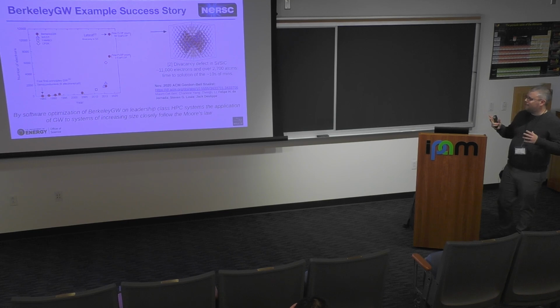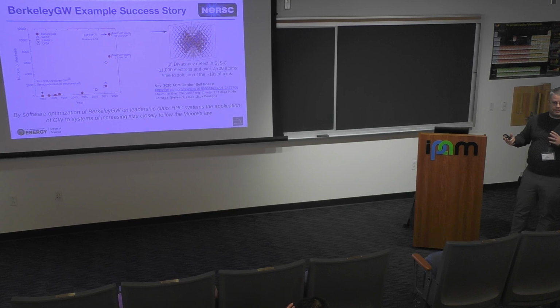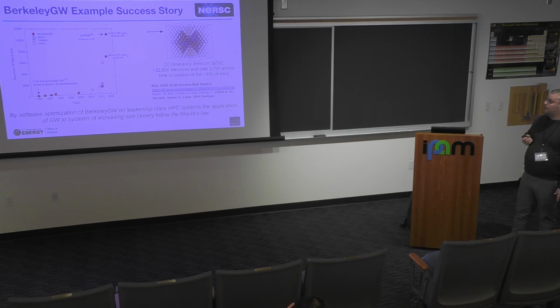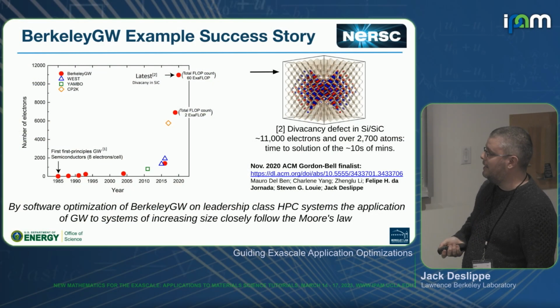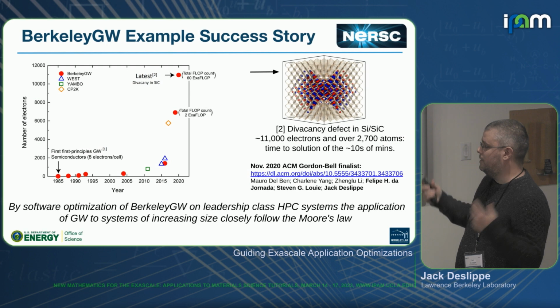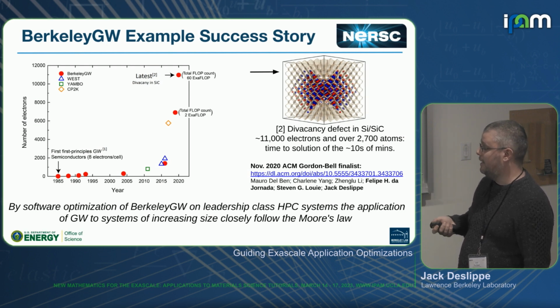So GW calculations had been known for being very, very accurate, but also very, very expensive and hard to scale. That was something that a collaboration between the Lawrence Berkeley Lab and the UC Berkeley campus had tried to address through the application of HPC best practices and targeting leadership class systems. If you look at the scale of these calculations over time, it's going up in a Moore's law type, exponential way. And just recently we've been doing calculations on the order of tens of thousands of electrons, which is the biggest that had ever been done at the time.